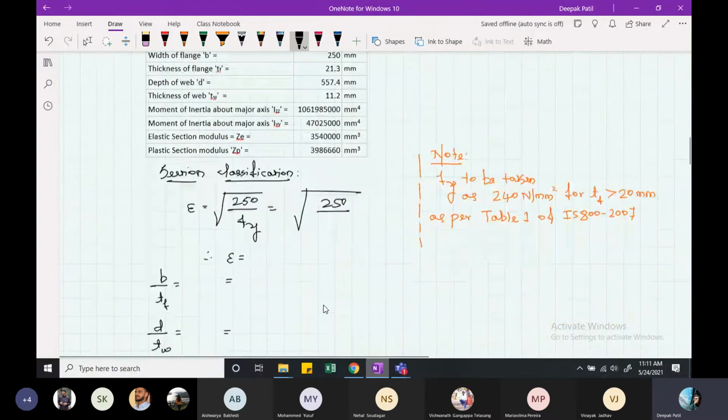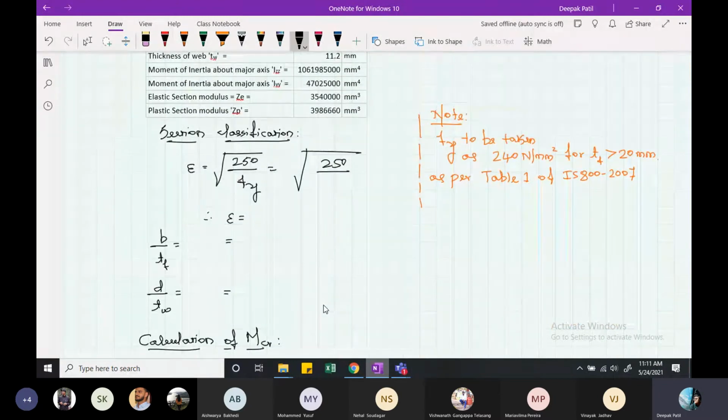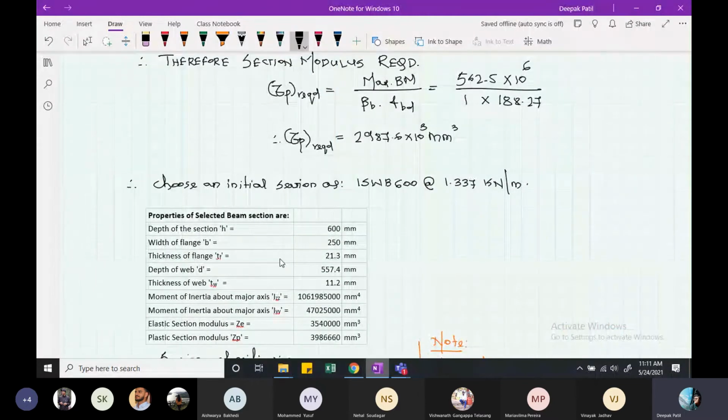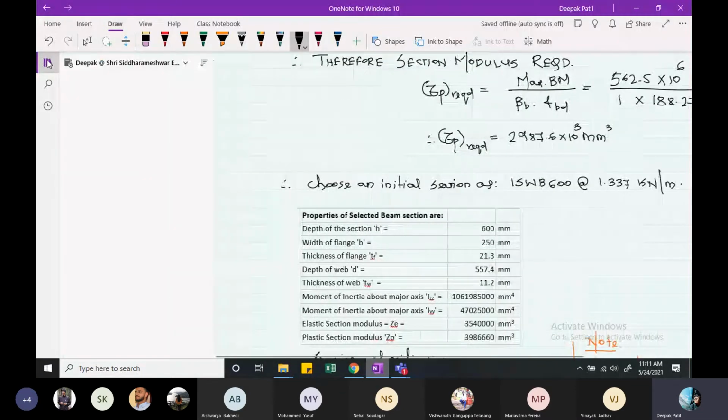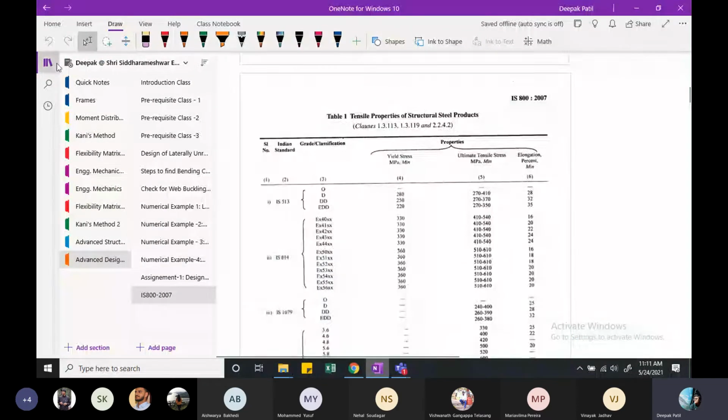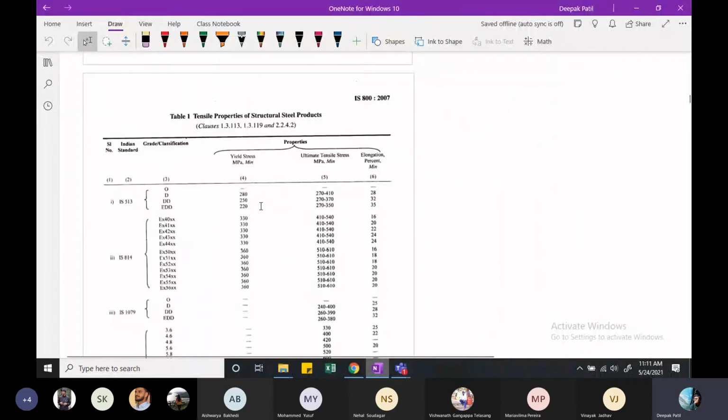Now let us do a section classification. But before going for section classification, I want to just tell you one thing here. If you see, the thickness of flange is 21.3 millimeters. But there is a table in IS 800-2007, that is table 1 of IS 800-2007, which tells you what yield stress Fy value you have to take for a particular thickness of flange.